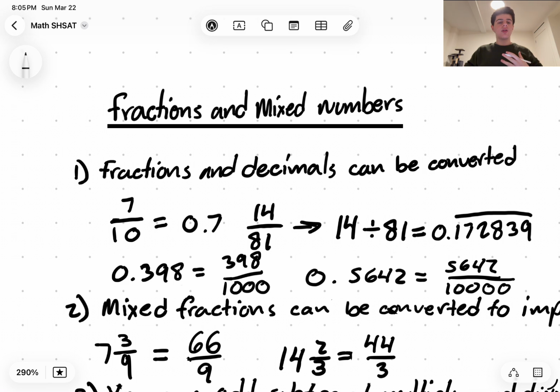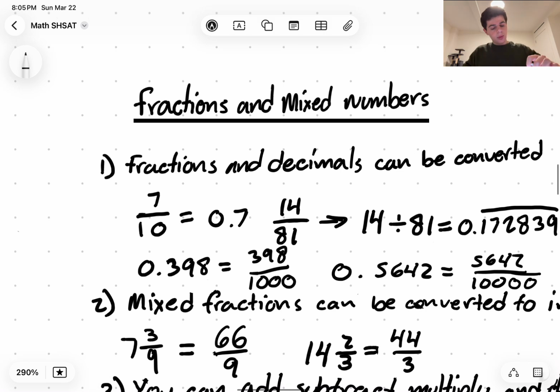Before we get into some practice problems, I just want to cover a few key points that I think you guys should know. The first one is that fractions and decimals can be converted from one another. A fraction can be converted into a decimal, and a decimal can be converted into a fraction. So here we have a few examples.